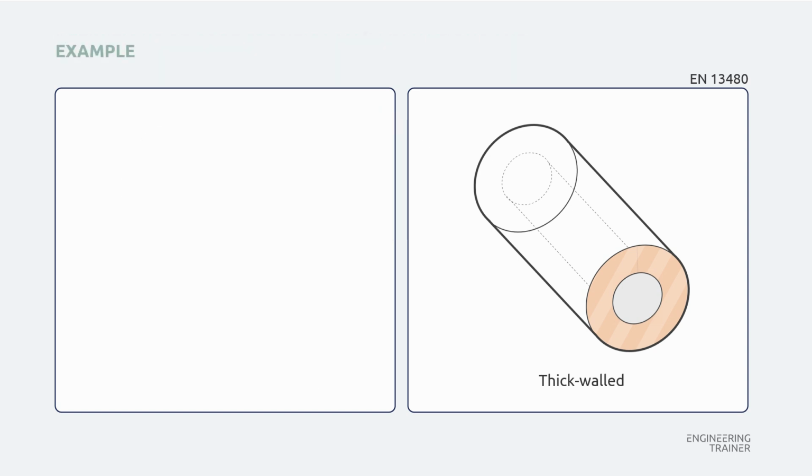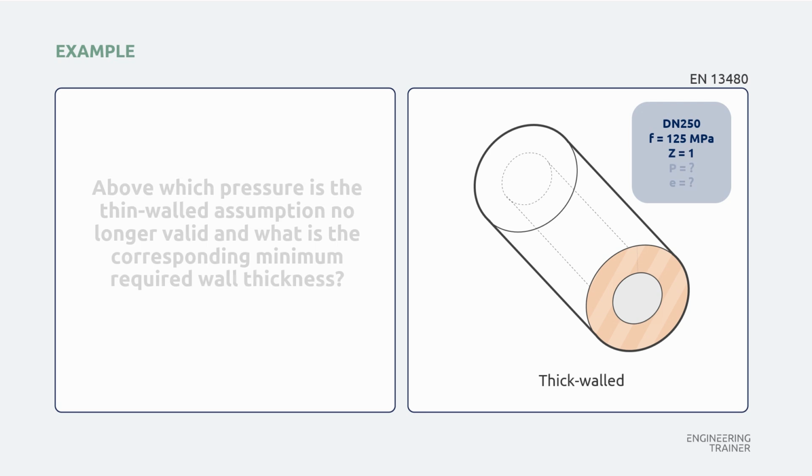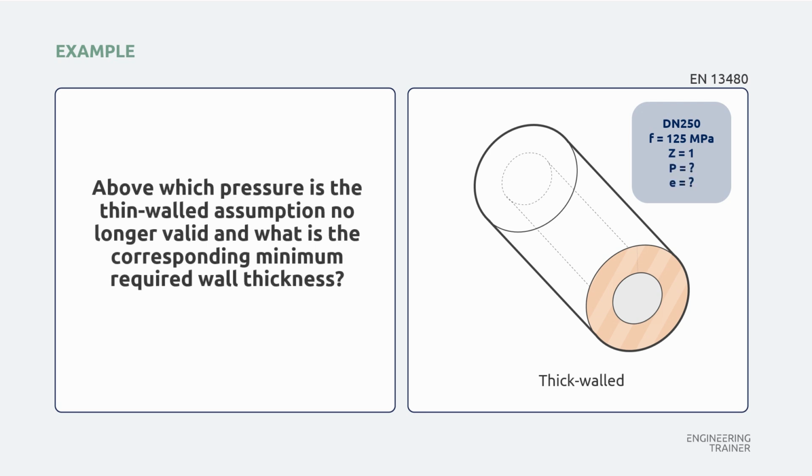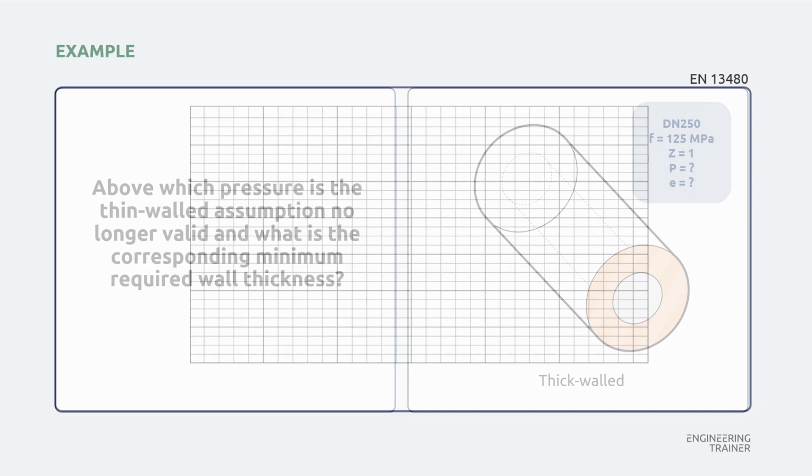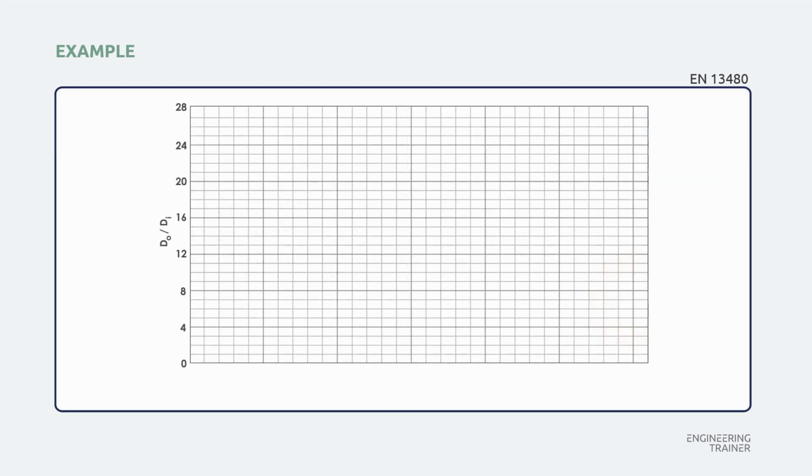Let's have a look at a DN250 pipe with an allowable stress of 125 megapascals and a joint coefficient of 1. The questions we want answered are, above which pressure is the thin-walled assumption no longer valid, and what is the corresponding minimum required wall thickness? Let's start answering this question by looking at the relation between the outer diameter over the inner diameter, shown on the y-axis, versus the pressure, shown on the x-axis.